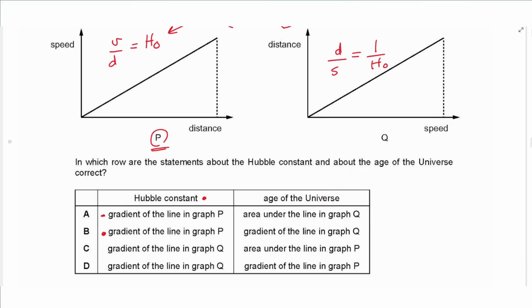And the age of the universe can be calculated using the equation 1 over the Hubble constant. This is how you calculate the age of the universe in seconds. So this is actually the gradient of the graph Q, not the area under the graph Q, so the answer is B.